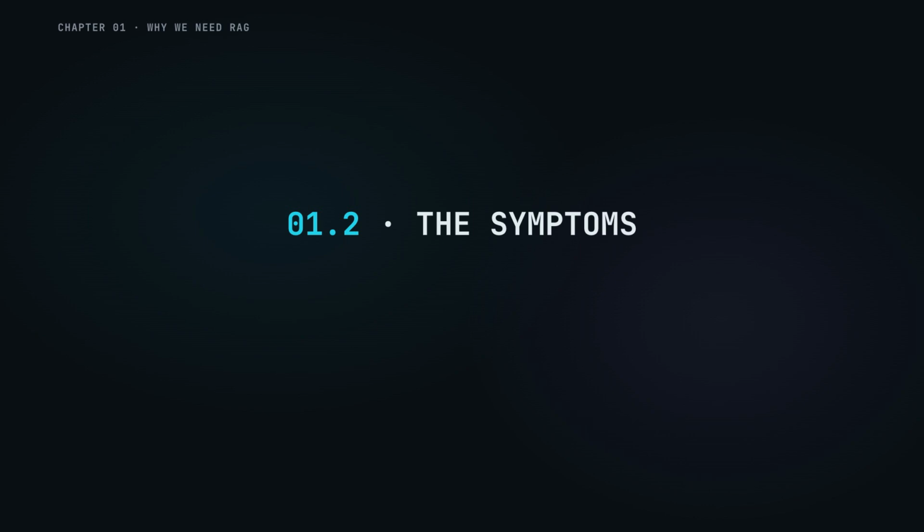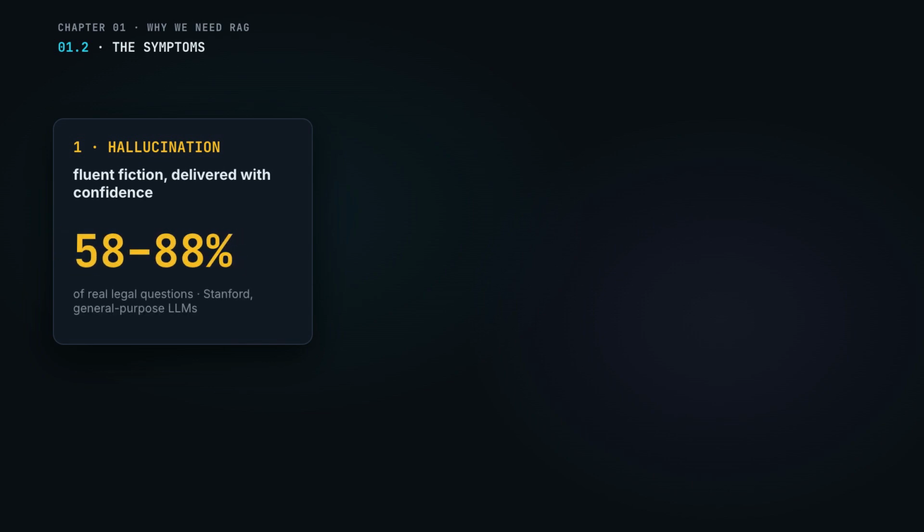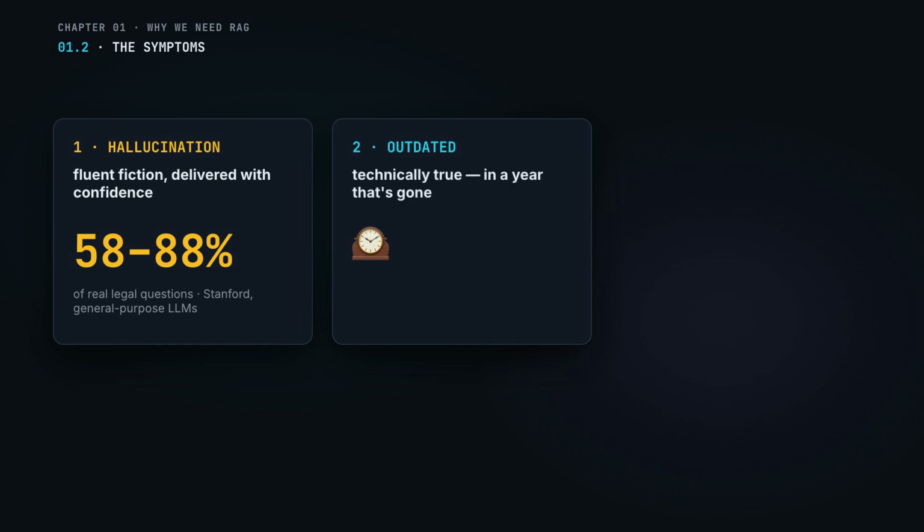Section 1.2. The symptoms. Frozen knowledge shows up 3 ways. 1. Hallucination. The model fills gaps with fluent fiction. Stanford measured general-purpose models on real legal questions. They hallucinated on 58 to 88% of them. 2. Outdated answers. Technically true in a year that's gone.